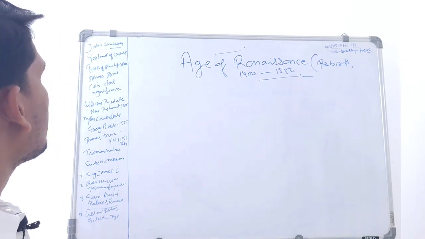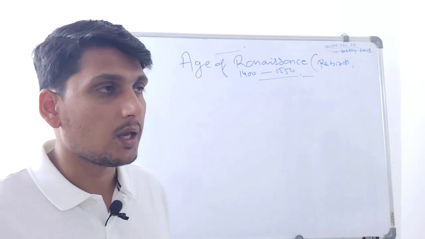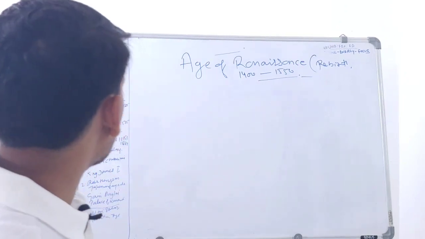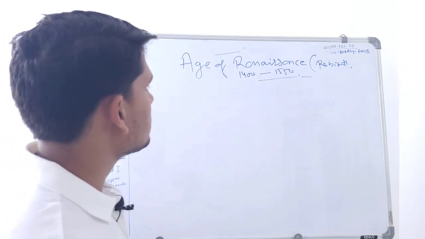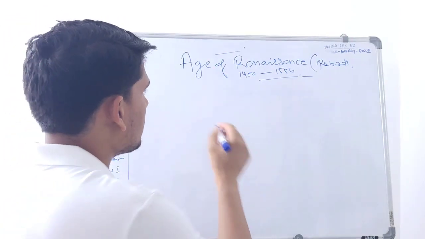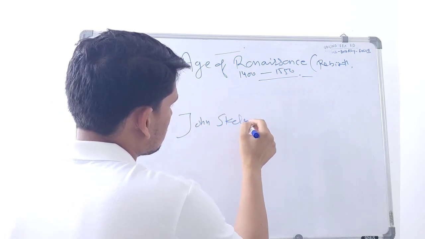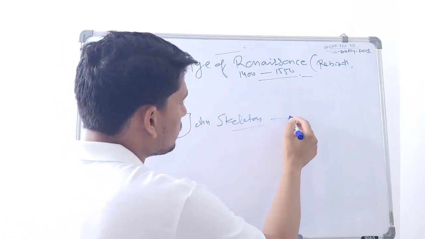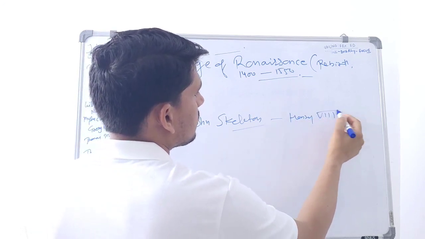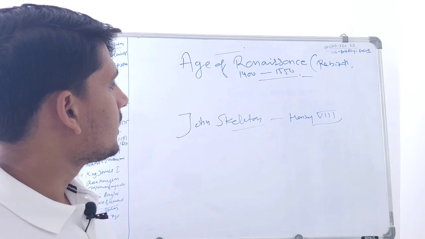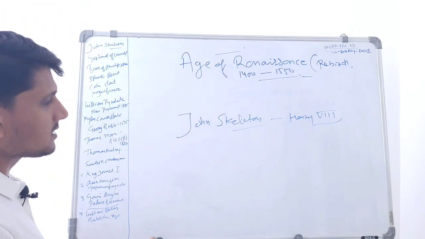Now we come, after that, to the writers. That is another part. Okay, so here I have written down some of the names of the writers. The first writer that we will discuss here is John Skelton. John Skelton was a tutor of Henry VIII, and he wrote some works that you should remember from an exam perspective.